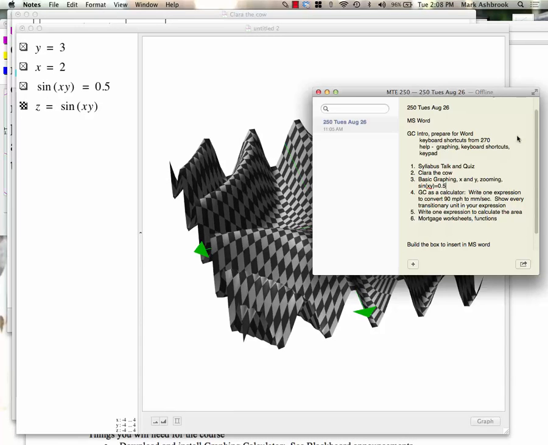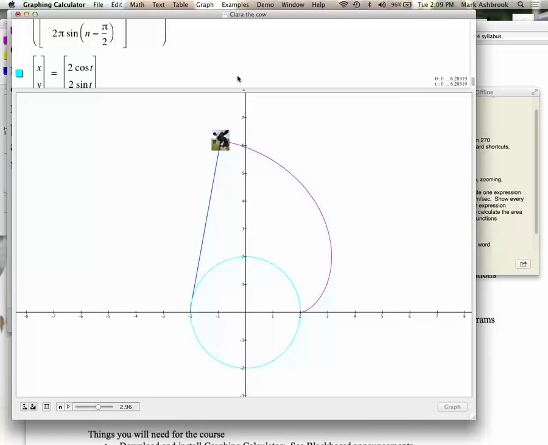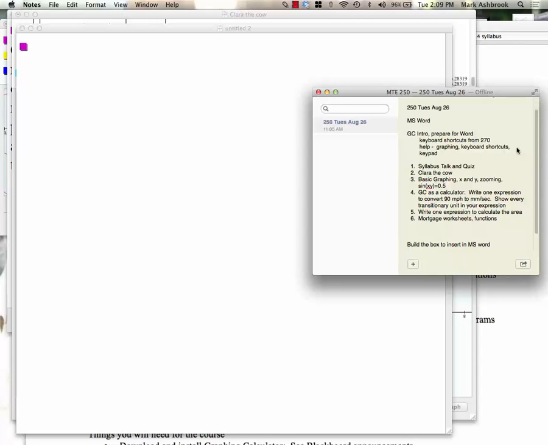Okay, so that's a little bit about graphing. Let's look at GC as a calculator. We can just open a new window, so don't save, and then do new. Including all the graphing, it does everything that a normal calculator can do. And I think the format is really nice, so it does it a lot better.